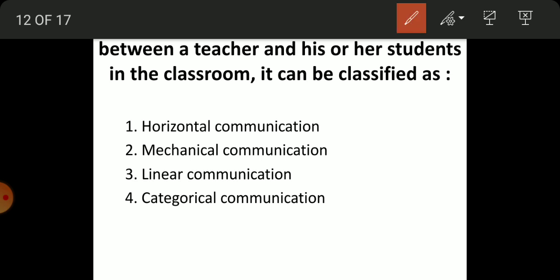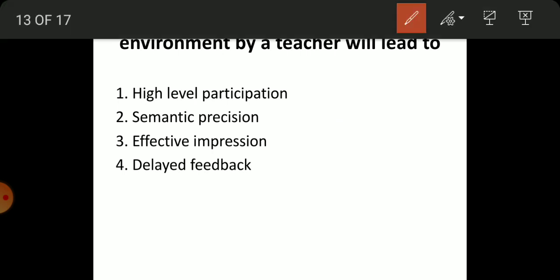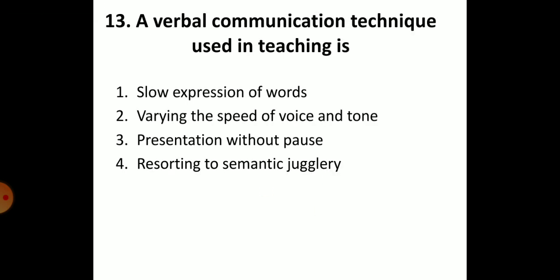So the right answer is horizontal communication. Question number 12. Information overload in a classroom environment by a teacher will lead to: high level participation, semantic precision, effective impression, or delayed feedback. So information overload in a classroom environment by a teacher will lead to delayed feedback. So option 4 is the right answer.